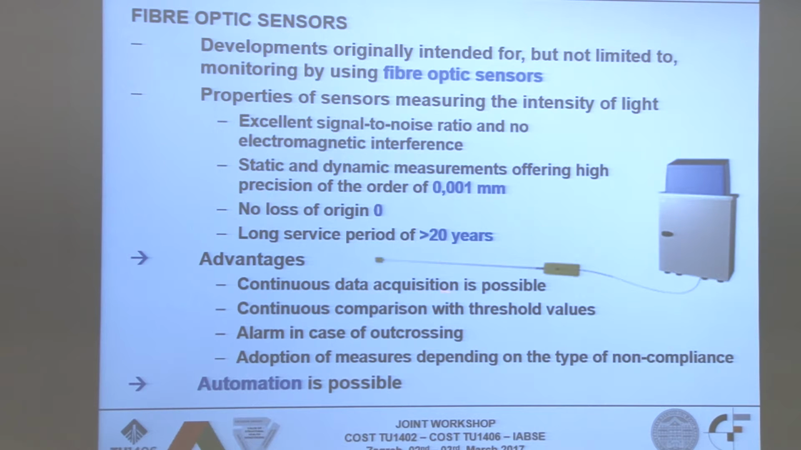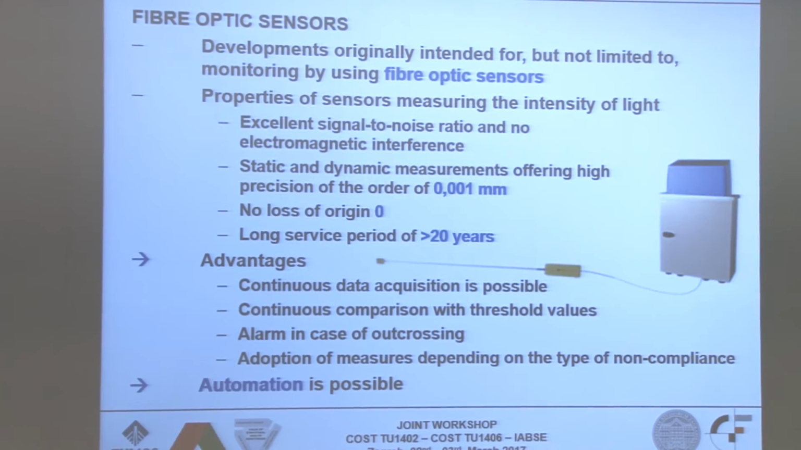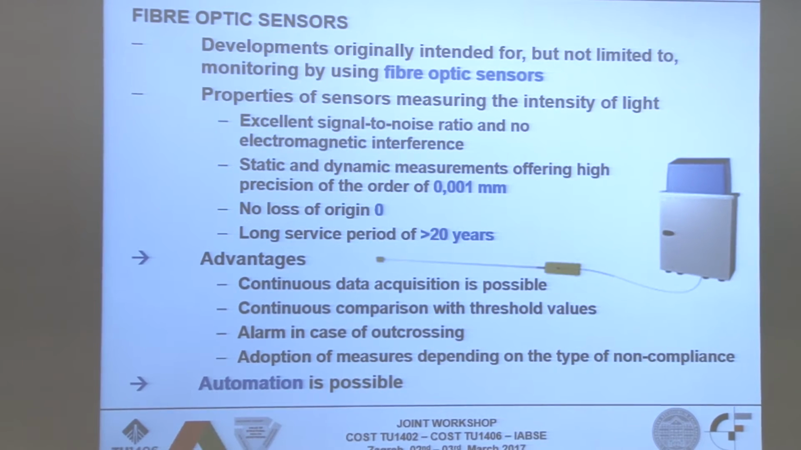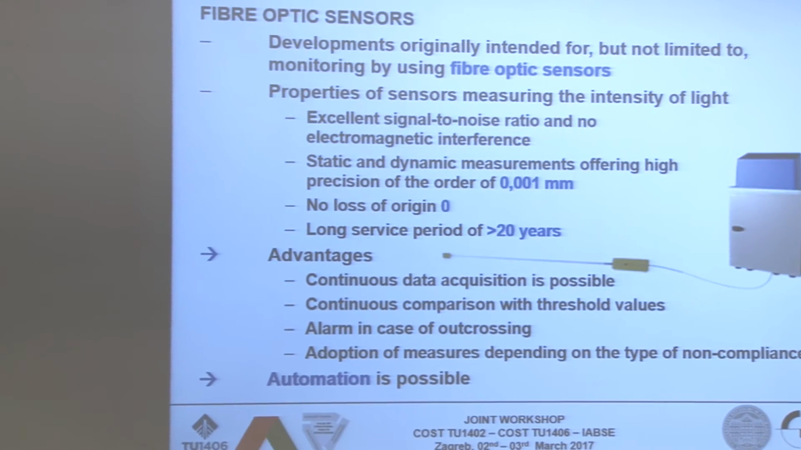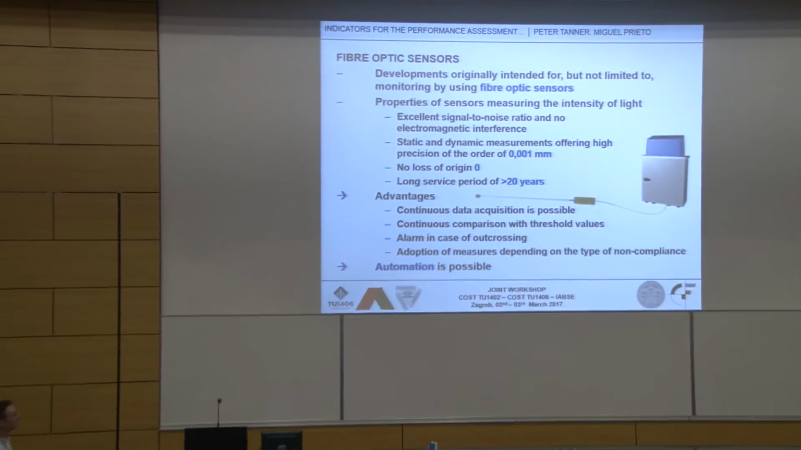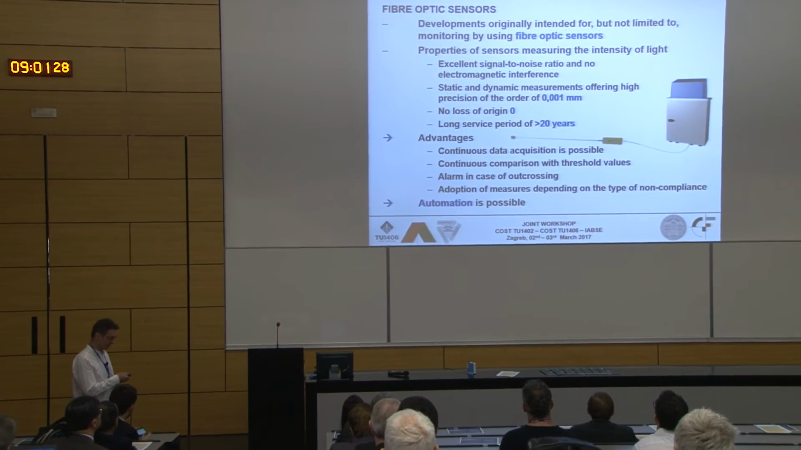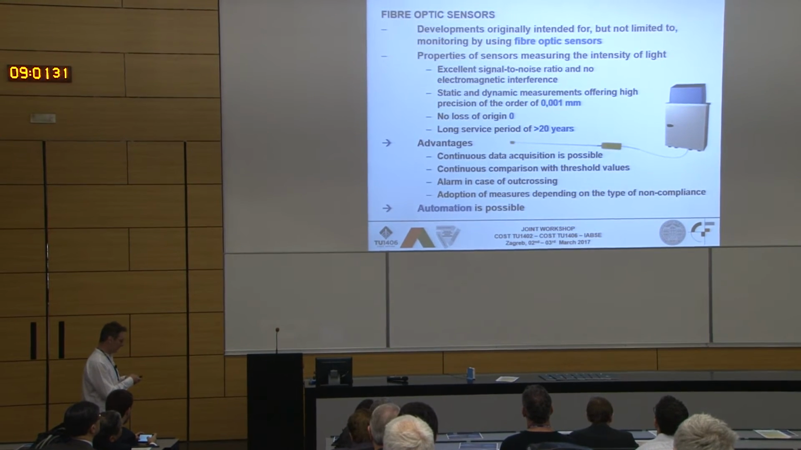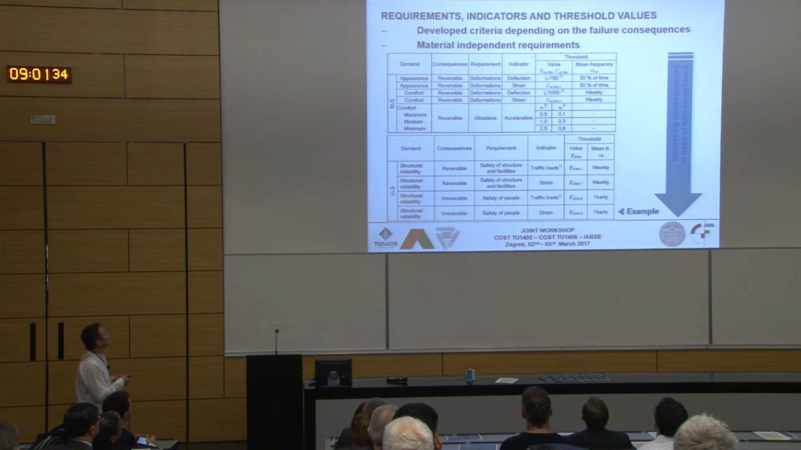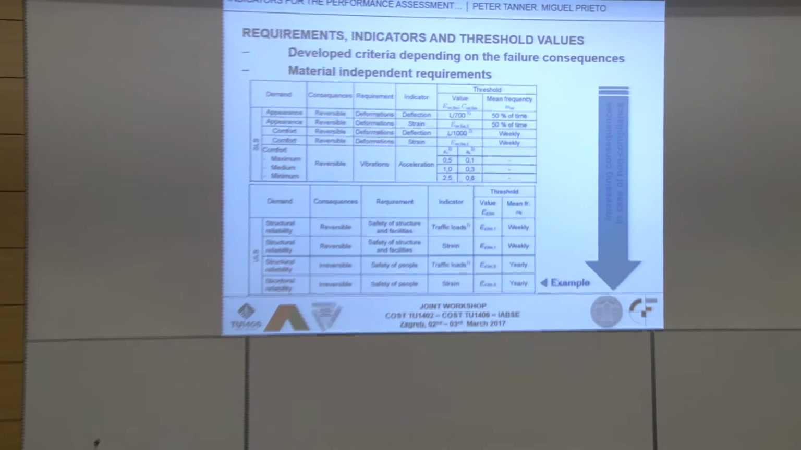We can think about the continuous data acquisition, and therefore also a continuous comparison with the data measured with some threshold values, so that we can install some alarm system in case of outcrossing, which will be activated if there is some outcrossing, and the measures which must then be adopted will of course depend on the type of non-compliance. So this means that an automation of our monitoring system is possible. Here we have a summary of the requirements, indicators, and threshold values proposed.